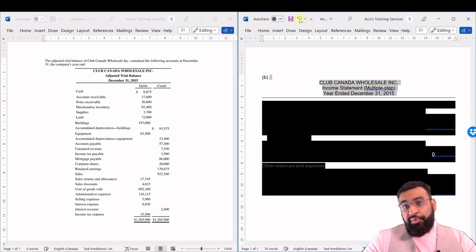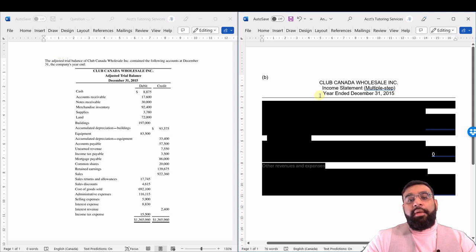So the first part is a three-part title. We have the company name, Club Canada Wholesale Inc. Then we have the income statement, which is a multiple step. And then we have the date, the year ended December 31st, 2015. Remember, the income statement, the statement of changes in equity, or the retained earnings statement, and the statement of cash flows are for the year ended December 31st, 2015. The balance sheet is going to be just at December 31st, 2015. So that's the first step of the income statement.